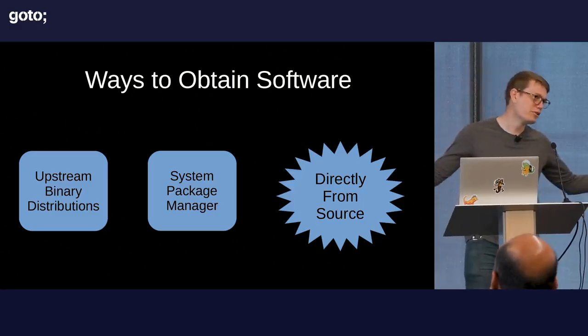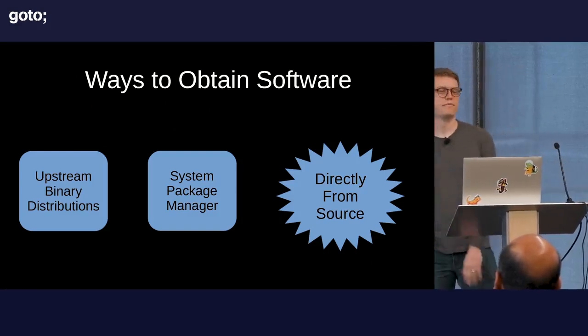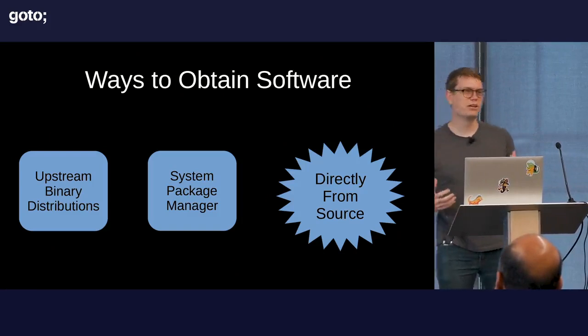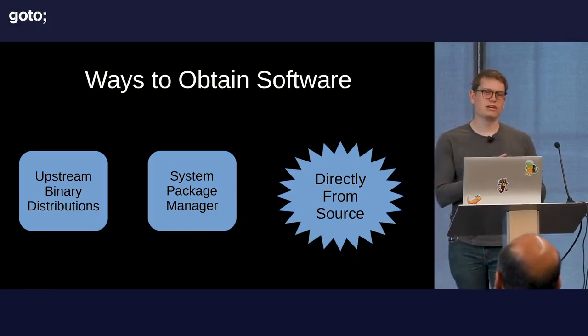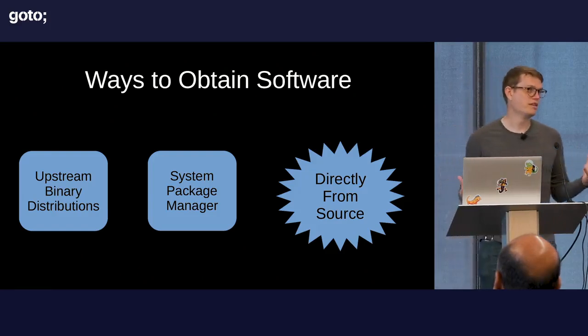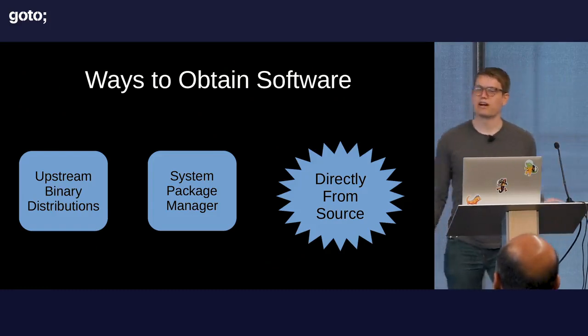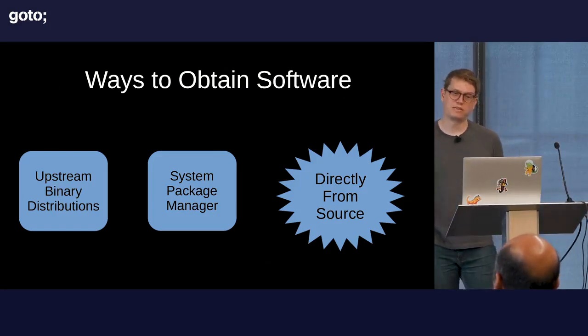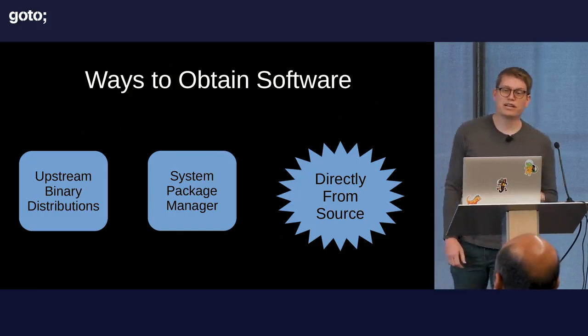And finally, we have obtaining software directly from source, which is the focus of this talk. So with this one, you can install any version you want. You can edit the code and then see your changes immediately. You can contribute back to the software if it's open source. That's something you can't do with those other two ways of getting the software. And you can configure it exactly how you like it.